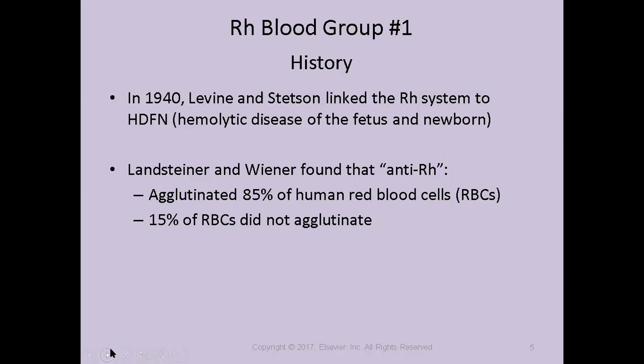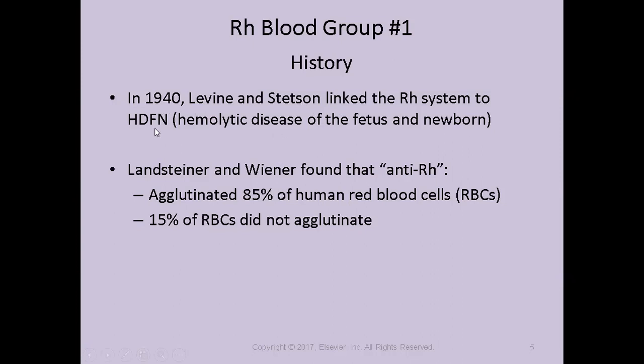But let's just say for now that HDFN due to RH was really serious and resulted in the death and stillbirth of a lot of infants until we learned more about what was going on. I don't want to get into too much detail of it now, but we're going to be spending a lot of time talking about it later. So somewhat later than the ABO system, okay?